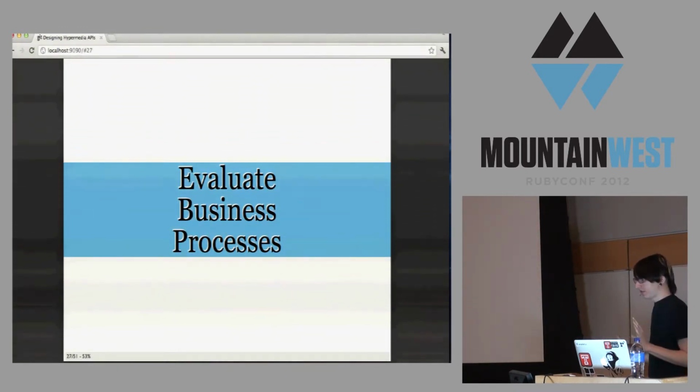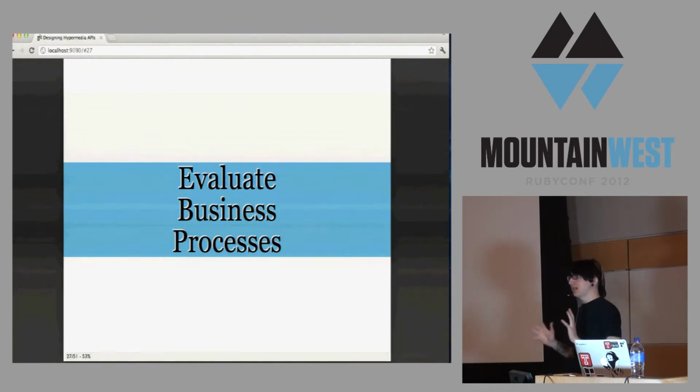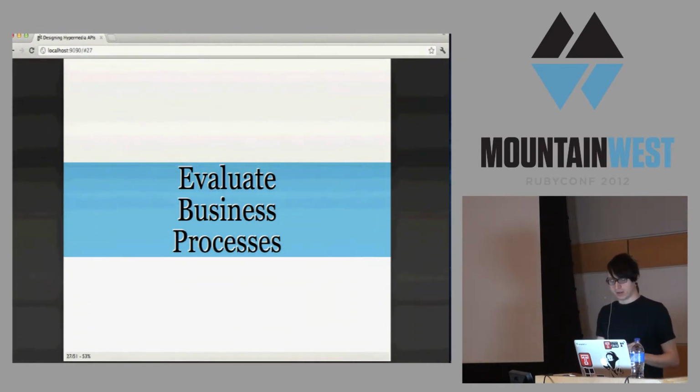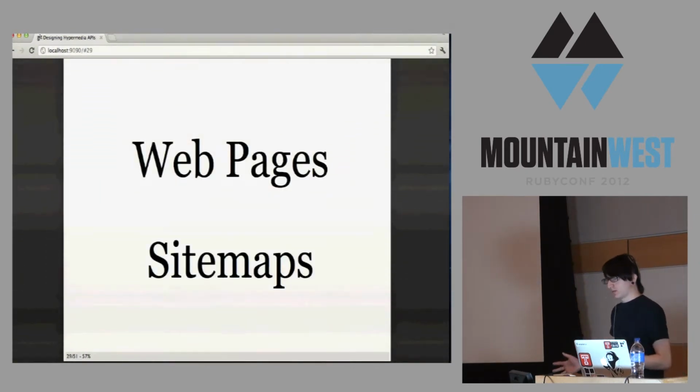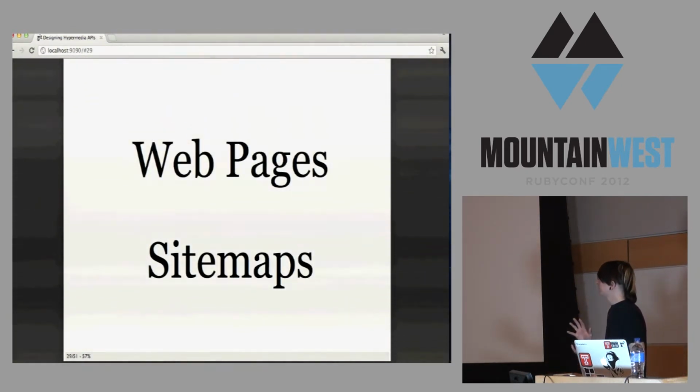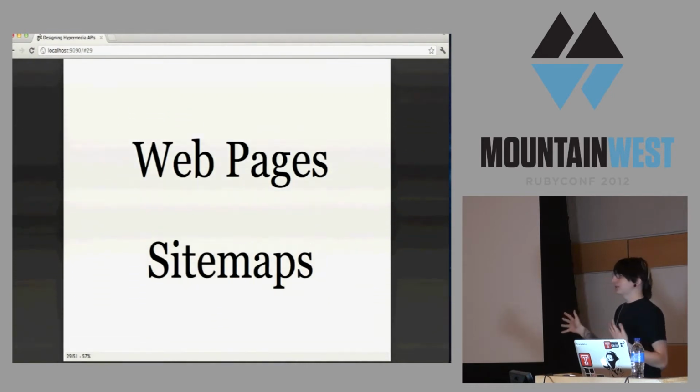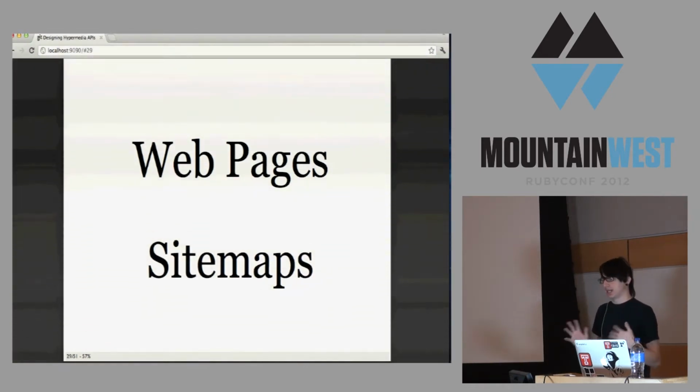So the first step is evaluating the business processes. This API has a very small set of processes. Basically, you've got two things: web pages and sitemaps. So, crawling a whole site via the sitemap, and crawling a single web page via the web pages.